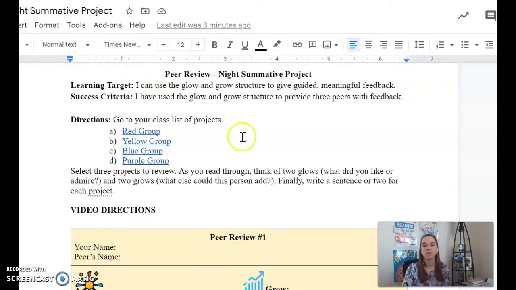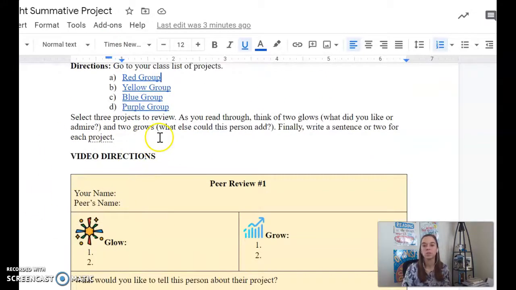So here are your directions. You're going to go to your class list. When you click here, you'll see the links to your class projects. And then you're going to pick 3 to review. Try to be diverse in who you pick. If you've already seen someone's project, you probably don't want to do that one. Pick someone new. And you're going to review them.